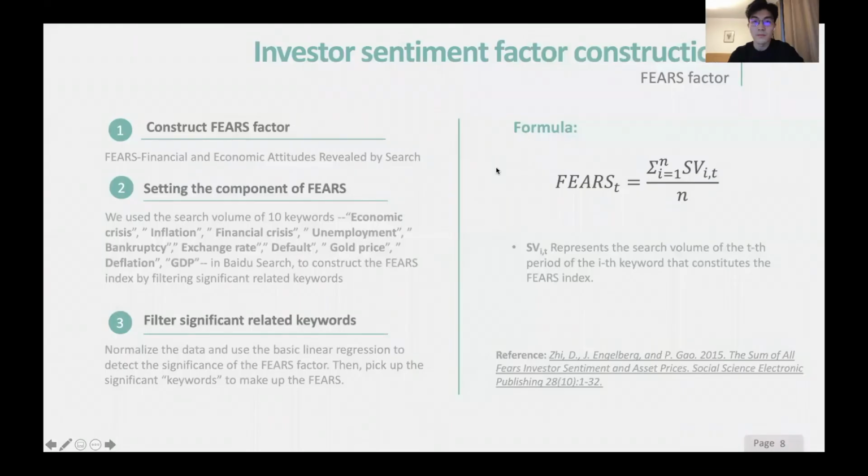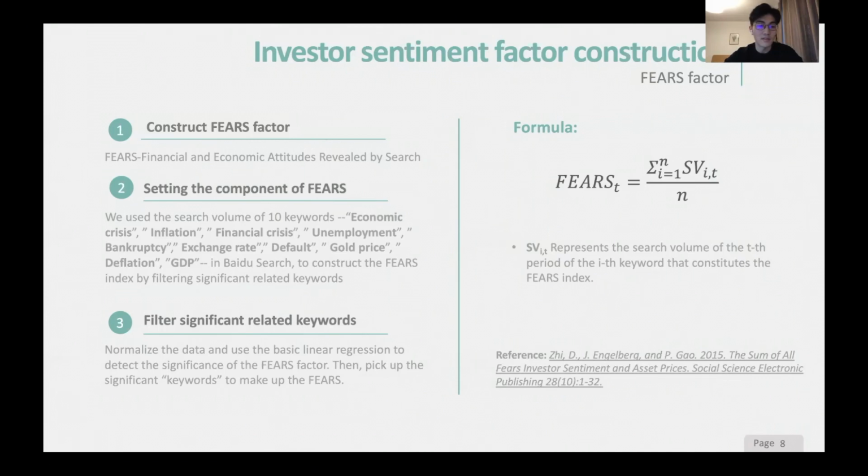Thank you. Hello everyone, my name is Zhang Zisheng, and I will show you how to construct the FEARS factor. This page shows the construction of the investor sentiment factor. The factor is called FEARS, and financial and economic attitudes are revealed by the search volume of some specific keywords. We used the search volume of 10 keywords based on the Baidu search index. The 10 keywords are Chinese in our project, but we just translate them into English here. We constructed the FEARS index by filtering the significant keywords.